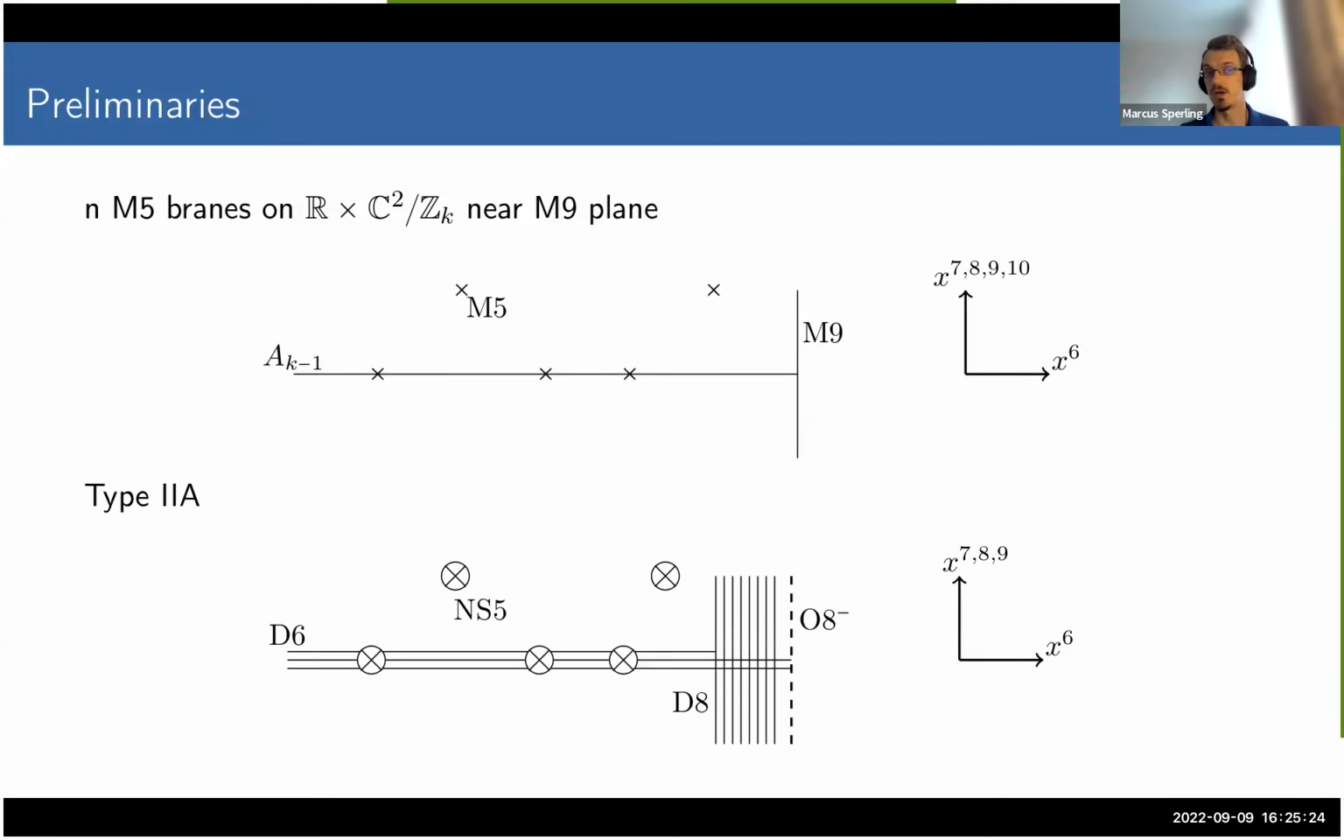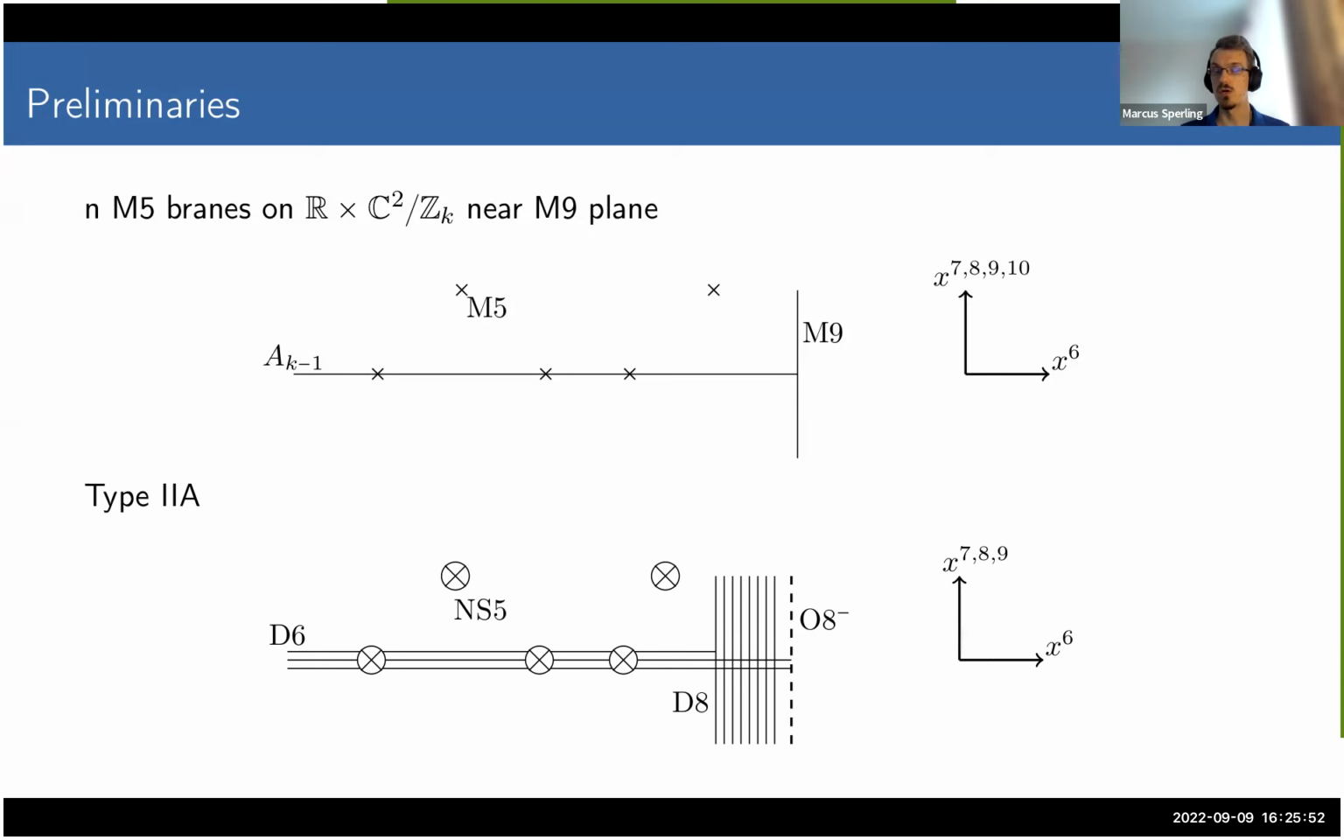Now, what we're going to use is the dual type I' picture, meaning that we dualize the M9 into the O8-minus and 8 D8 branes. The A-type singularity dualizes into a stack of K D6 branes, which I just denote by these horizontal lines, and the M5 branes become NS5 branes. And it's the same cartoon that holds. I can have the NS5 branes away, separated, on top of each other. So that's the phase structure.